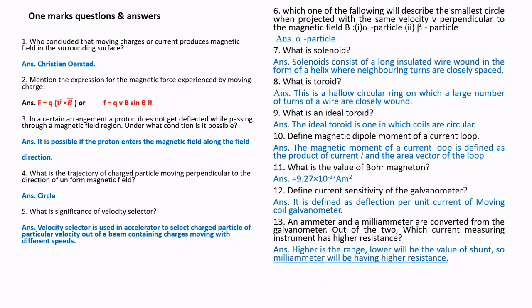Question number 13. An ammeter and a milliammeter are converted from a galvanometer. Out of the two, which current measuring instrument has higher resistance? Answer: Higher is the range, lower will be the value of shunt. So the milliammeter will have the higher resistance.